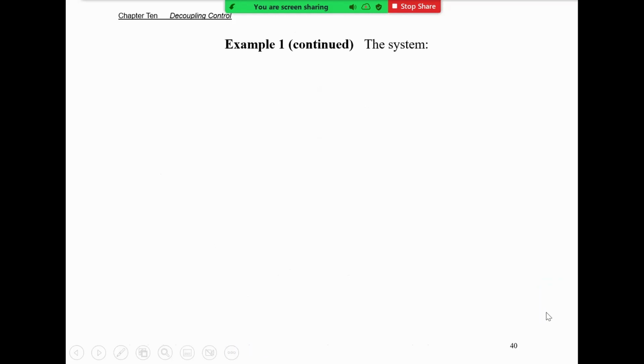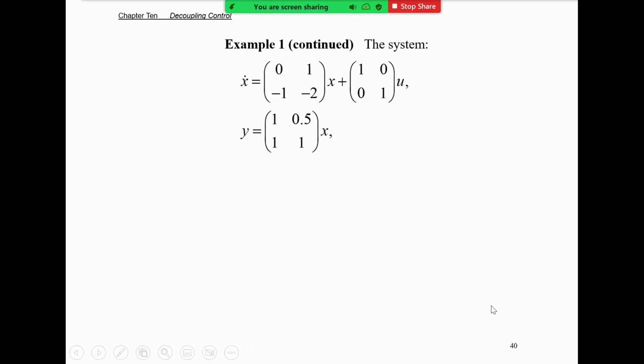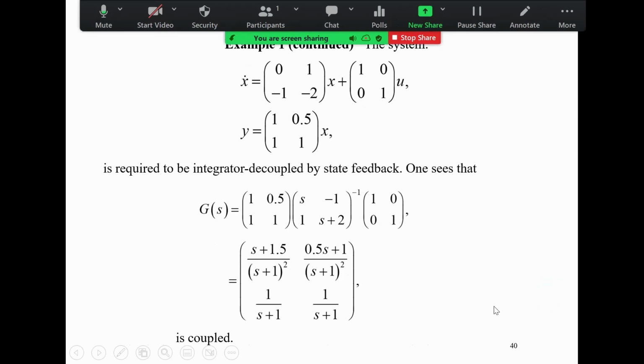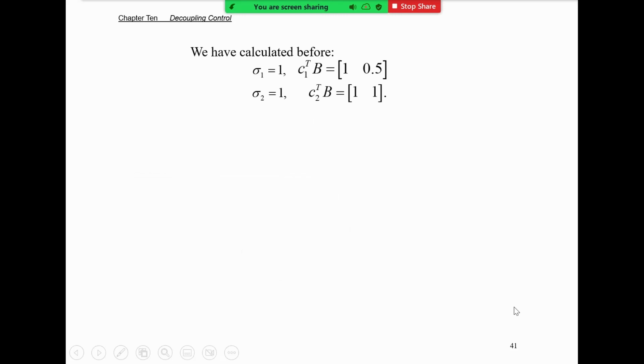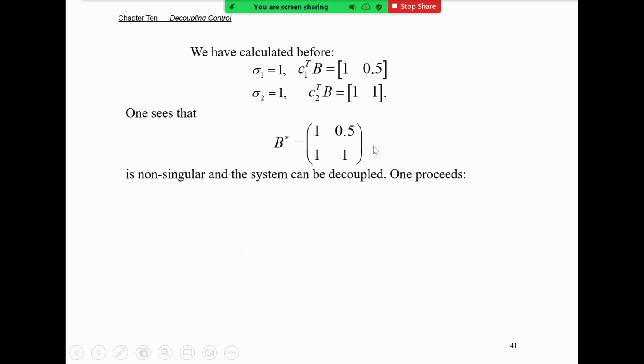Now let's look at one example. Let's solve the decoupling problem. We try to do the integrator decoupling. So we say this is the G, we get the transfer function. Right, we know actually this is a coupled one, if we look at the transfer function. Okay, and for that one, we already computed the relative degree. Both of them are 1. And then we can compute the P star, already, right, is 1.511. So we have this P star.